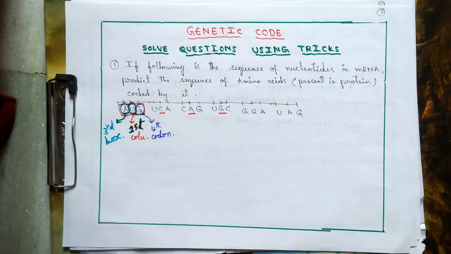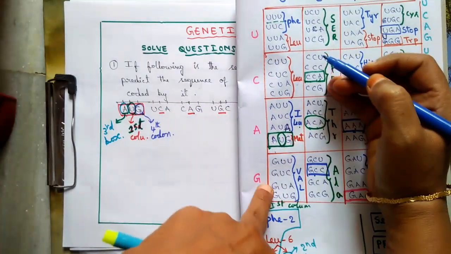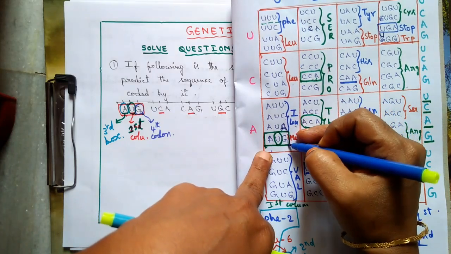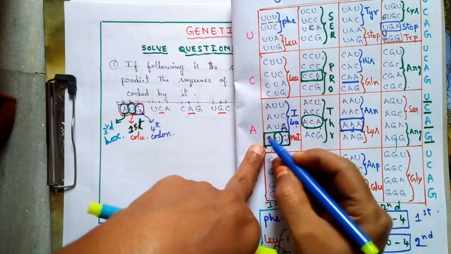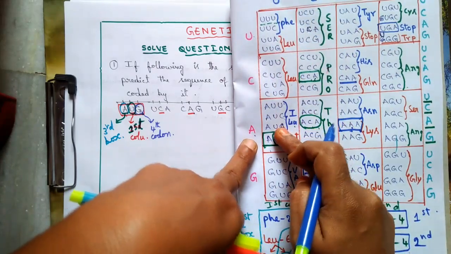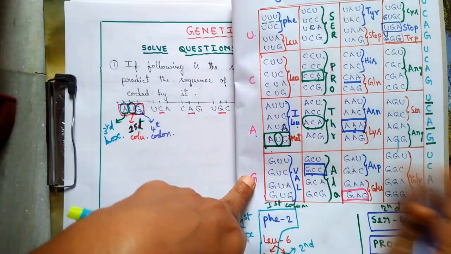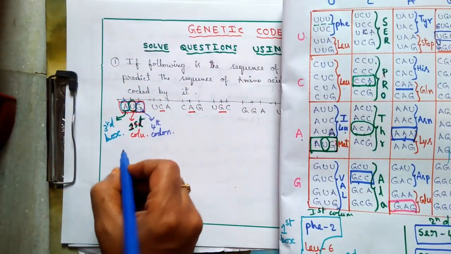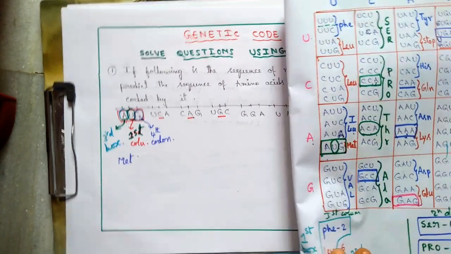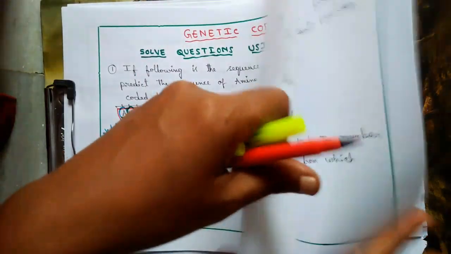Now let's see the genetic code table. So this is AUG, the fourth codon, 1, 2, 3, 4, present in the third box, 1, 2, 3, of the first column. Right. It codes for what? It codes for methionine. How can we identify that it codes for methionine? Already I gave you, you need to remember it like this.